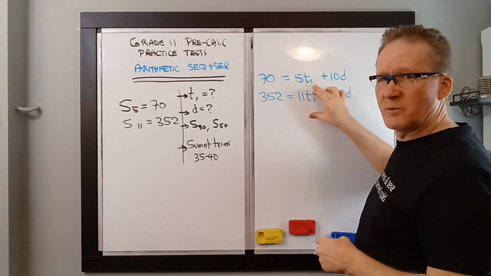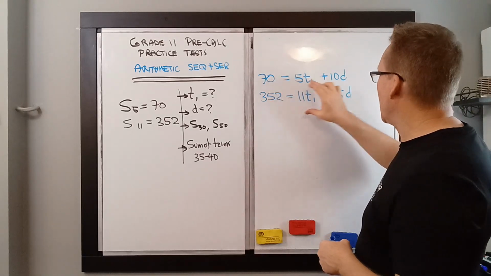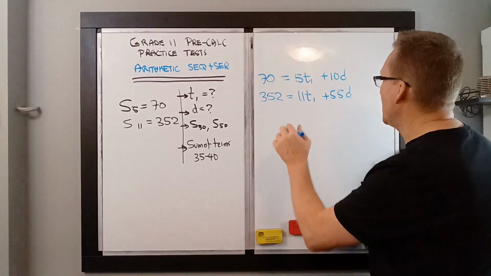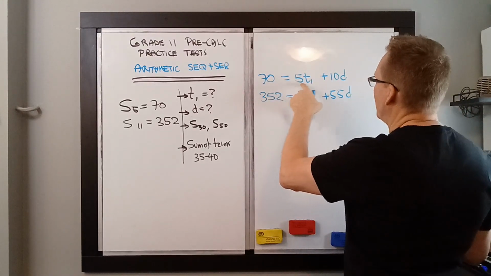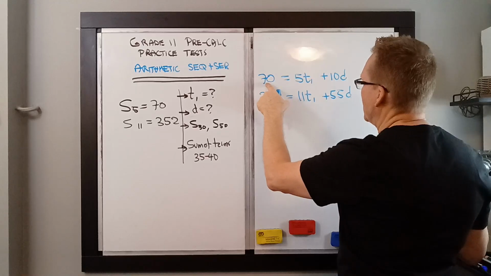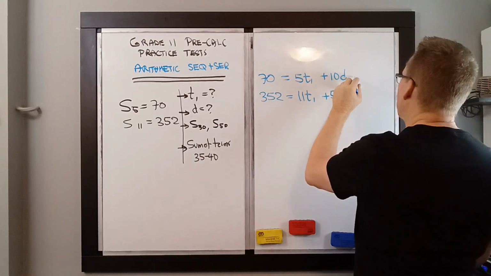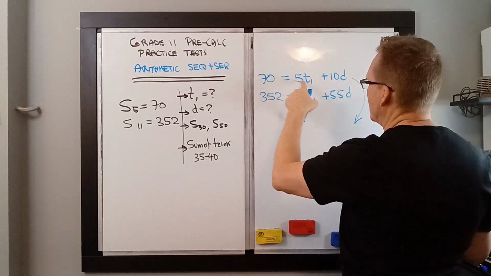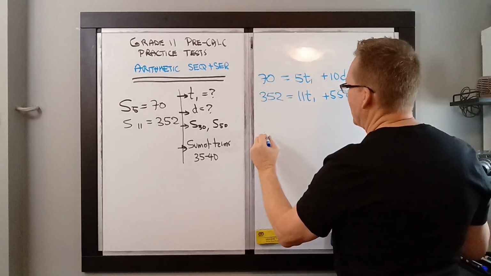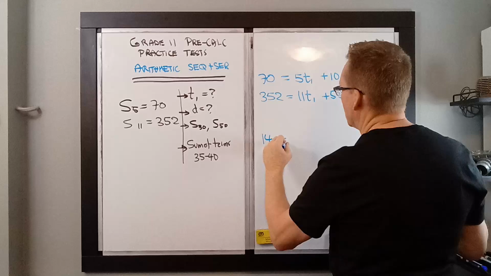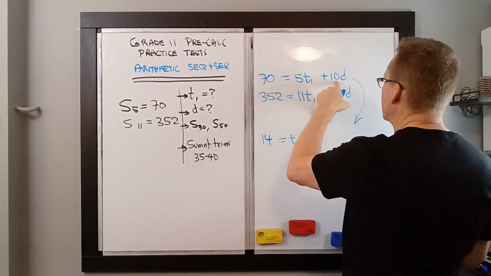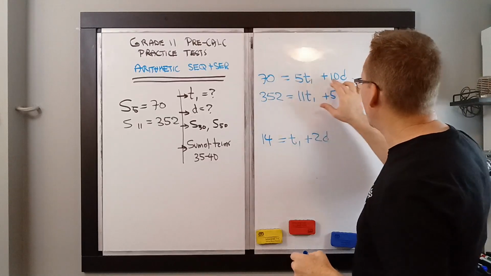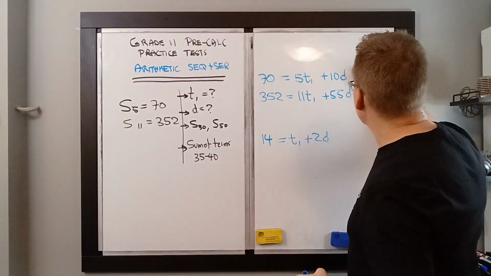So here we have 2 equations with 2 unknowns, and it doesn't look like it's easy to handle. However, if you look at them a little more carefully, you'll realize there's a 5 in this, a 5 in this, and a 5 in this. So can we simplify that? Let's divide this by 5. So 70 divided by 5 is 14 is equal to t1 plus 2d. I've just taken everything here and divided by 5, and that's this equation right here.